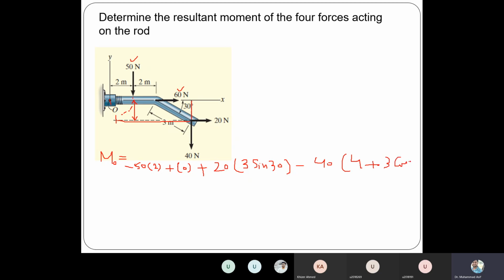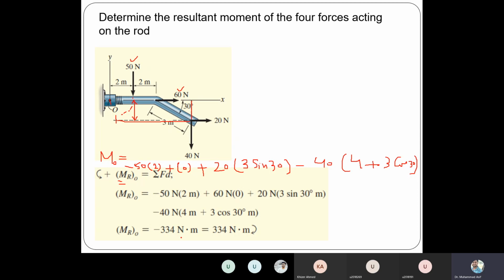That's true. So you know how to calculate the moment. That's very good. That will be the total moment: minus, then plus, and then minus. You will see that the overall value of the torque is in the negative direction. So this negative sign indicates that the resultant moment will be in the clockwise direction. If the moment is negative, that indicates the overall resultant moment is clockwise.